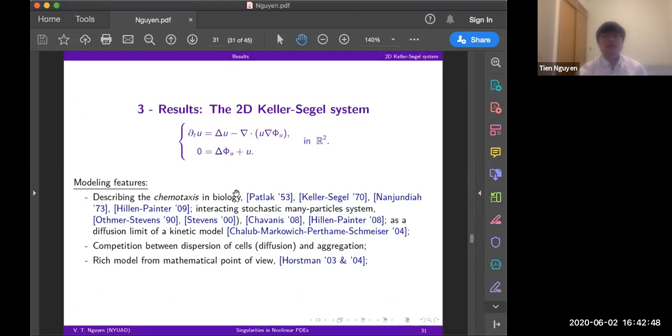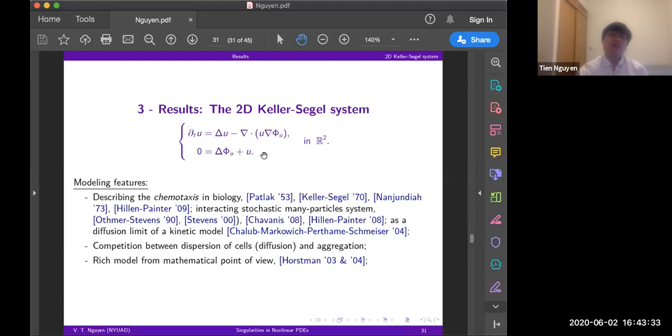So the Keller-Segel system, as I said before, describes chemotaxis in biology, and was first discovered by Patlak and then rigorously derived by Keller-Segel. And this model is a simplified model proposed by Nanjundiah. And you can see that this system also serves as a continuum model of an interacting many-particle system, or is considered as a diffusive limit of a kinetic model. And of course, here we have a competition between the dispersion and the aggregation, the nonlinearity. So I will mention it shortly.